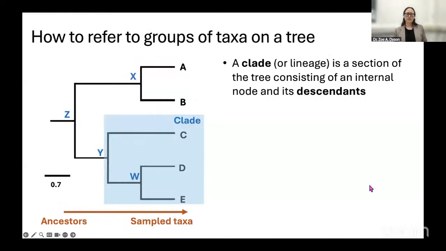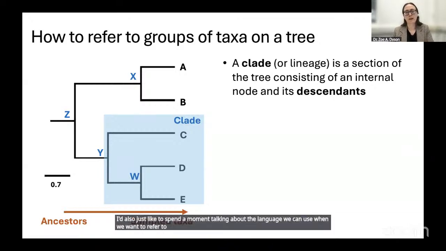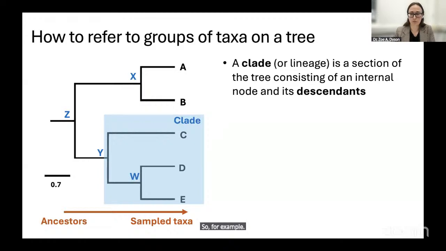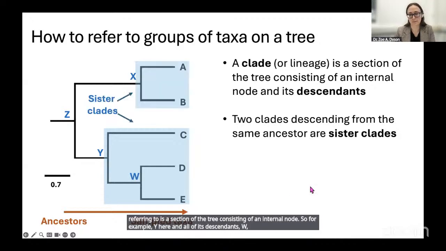So we talked about the basics of reading and interpreting a phylogenetic tree. I'd also just like to spend a moment talking about the language we can use when we want to refer to portions of the tree. So, for example, if I was referring to a clade or a lineage, what I'd really be referring to is a section of the tree consisting of an internal node, so for example, Y here, and all of its descendants, W, C, D, and E.